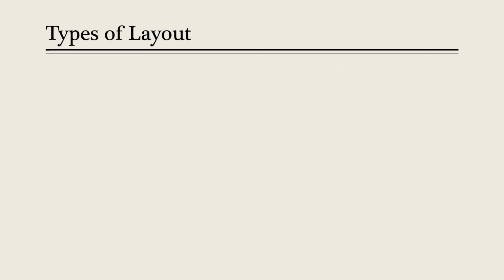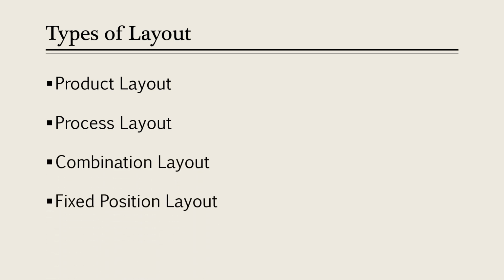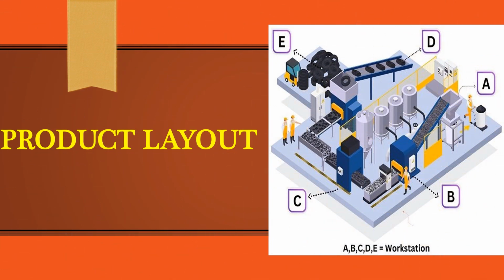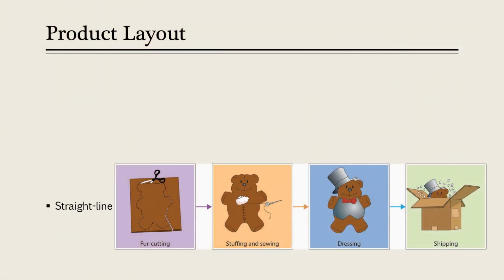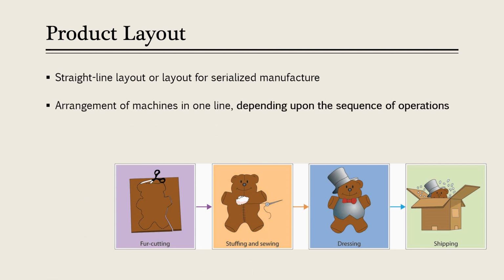There are different types of layouts: product layout, process layout, combination layout, fixed position layout, and finally service facility layout. Let's learn the product layout first. Straight line layout, or layout for serialized manufacture, is the arrangement of machines in one line depending upon the sequence of operations.